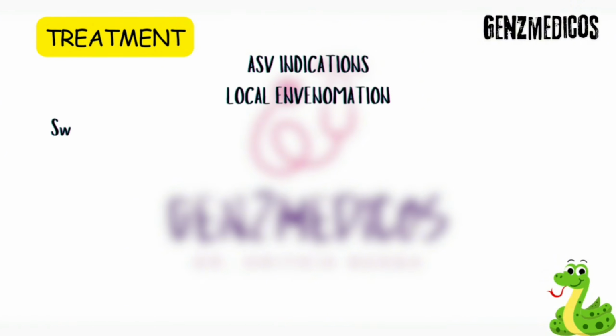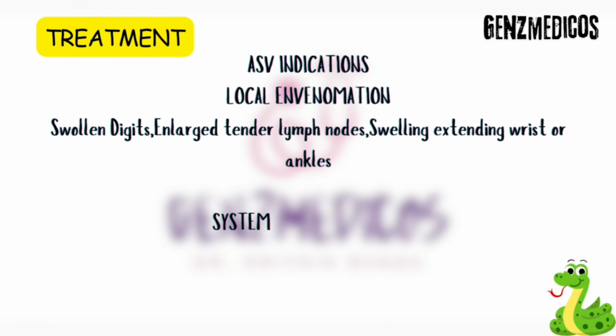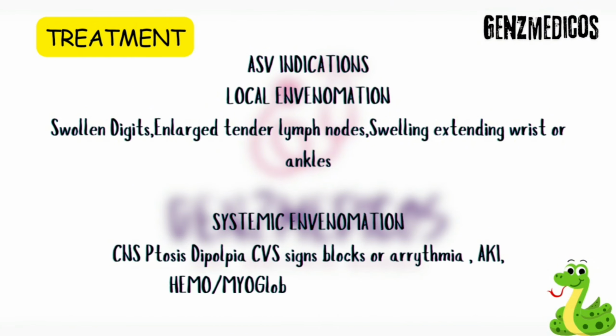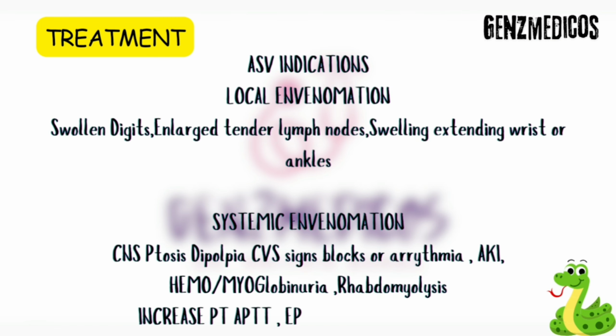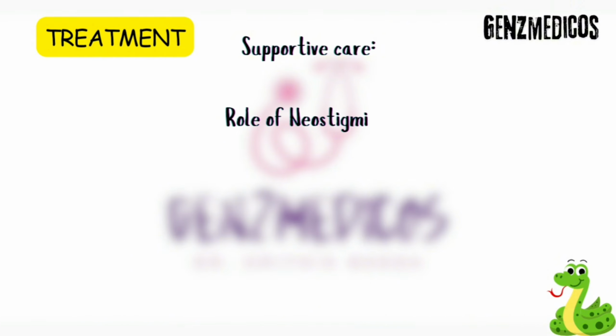Now ASV indications, when to give. Obviously when we see local signs like swollen digits, enlarged tender lymph nodes, swelling extended to wrist or ankles, or systemic envenomation like CNS involvement with ptosis, diplopia, CVS signs, arrhythmia or blockage, heart involvement, or kidney is involved, muscle is involved, blood is involved, or coagulopathy is involved, increased APTT, PT, all those things.